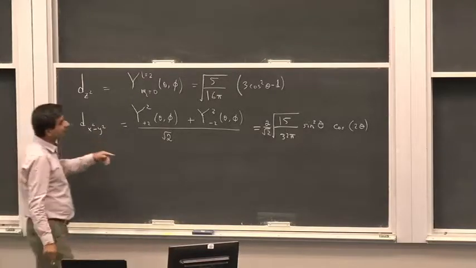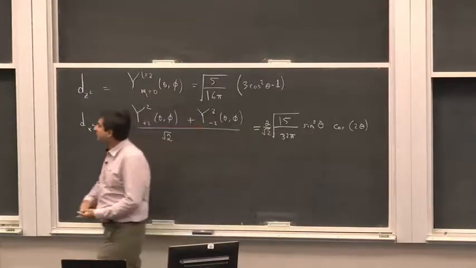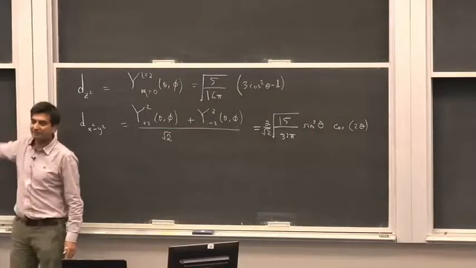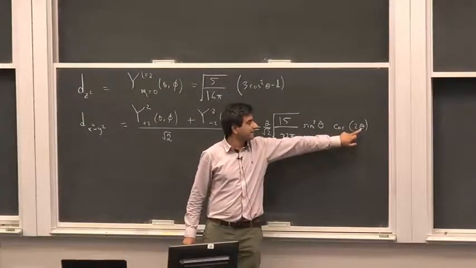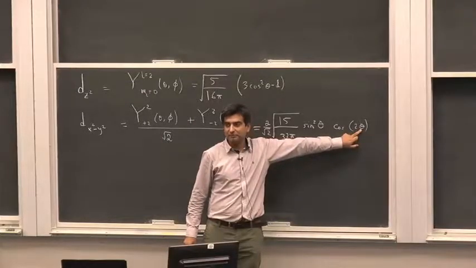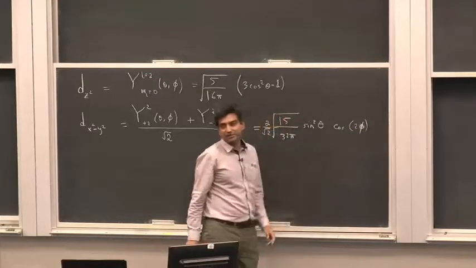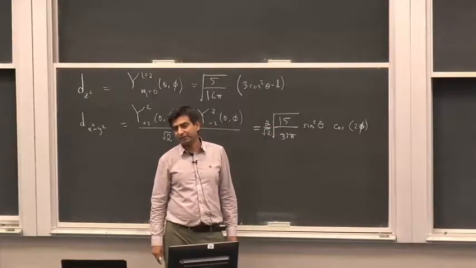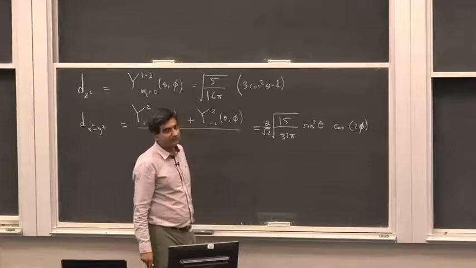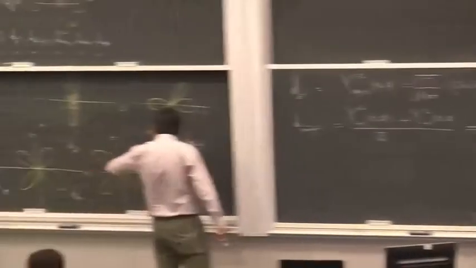Notice that this is maximum when theta equals 90 degrees. That's why it's in the equatorial plane. And this is maximum when phi equals 0 or 90 degrees. You're taking the square of this because you're plotting probability densities. Okay? So now we have found these two particular orbitals. Likewise, we can find those orbitals over there.